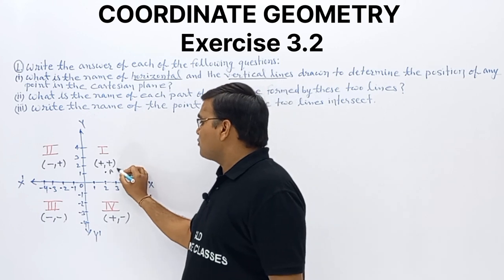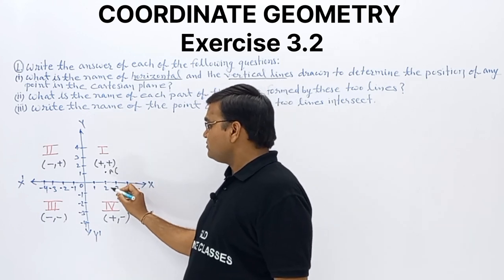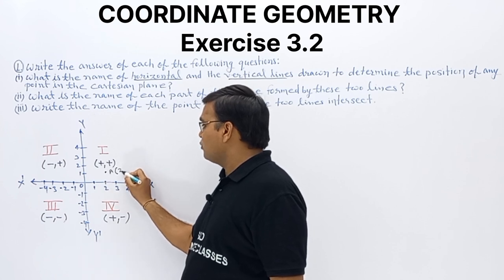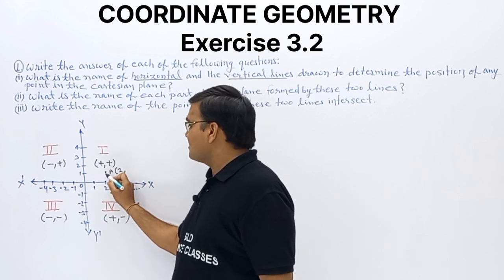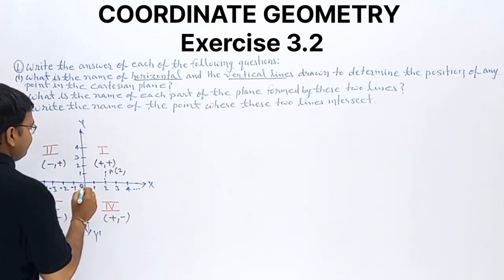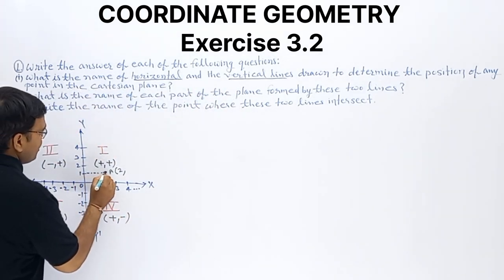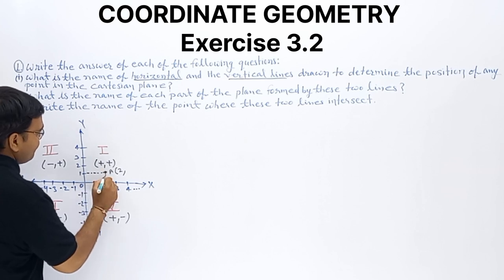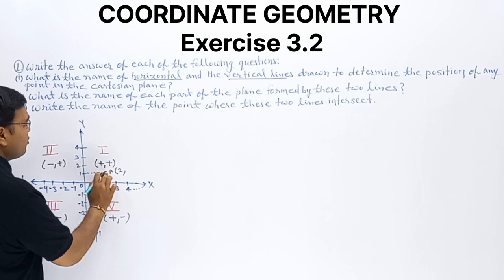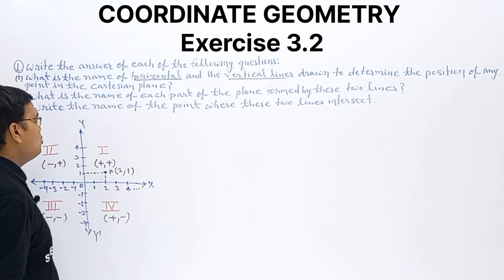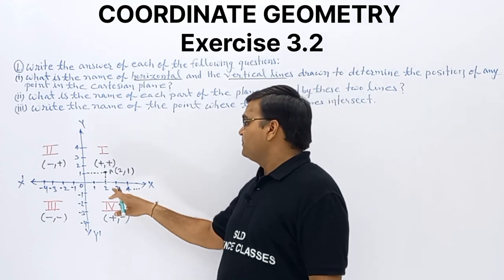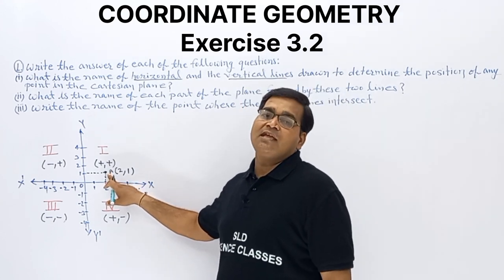So what will be its coordinate? We will take the x-axis first. The x-coordinate is 2, so we take 2 comma, then the y-coordinate. I am drawing this one. I am talking about this point. This is 2 and this one is 1. So 2 comma 1 is the position of point A in a plane.